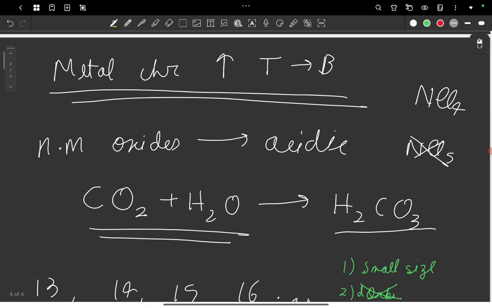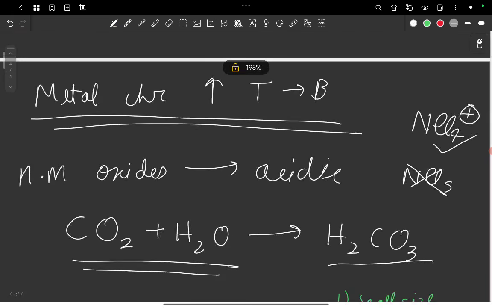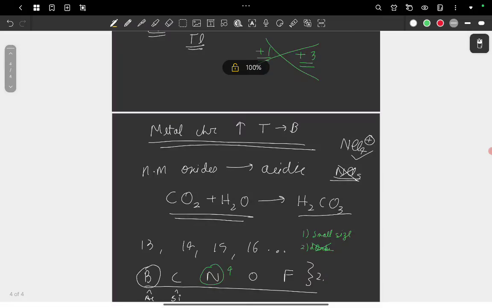NCl4, maybe I am exaggerating. Maybe it exists, but I'm just saying that this can exist. I am not a chemist. But NCl5 will definitely not exist because nitrogen cannot make more than 4 covalent bonds. Understood?